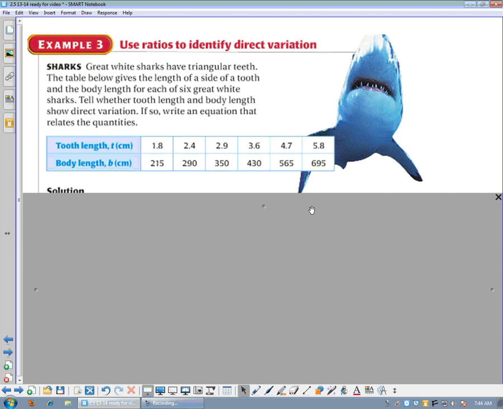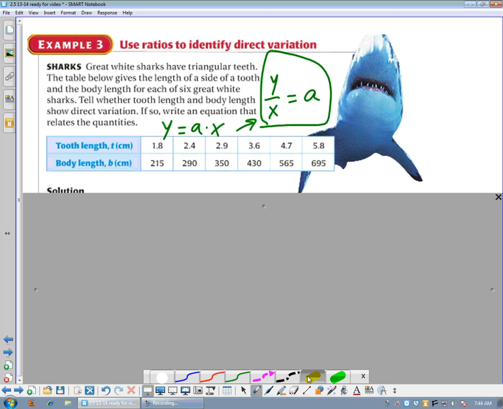But just because that is true doesn't mean that it's necessarily direct variation. So the second thing you have to do is make sure that your ratio of y over x is some constant. Remember, that's going to be our a. This equation right here comes from this equation that we're used to. Just divide both sides by x and you'll get this equation. So is it true that the y coordinate divided by the x coordinate is going to be the same or very close for all of these?